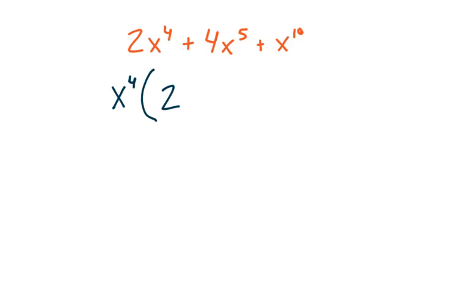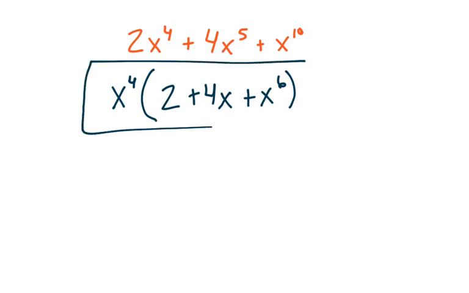I called the last method the reverse FOIL method. You could almost call this the reverse distributive method because you're basically undoing a distribution that's taken place. Then you move on: x to the 4th times what equals 4x to the 5th, and that gives you 4x. Then x to the 4th times what equals x to the 10th? Well, that's x to the 6th. And so this would be your factored version of this polynomial by factoring out what's called the greatest common factor. These are a couple of tools you can use for factoring polynomials, to get you going on those. Good luck.